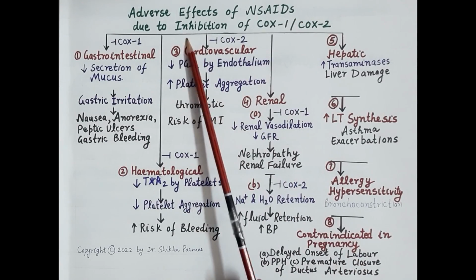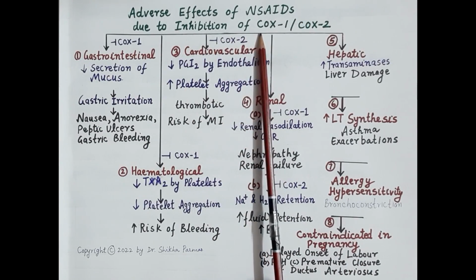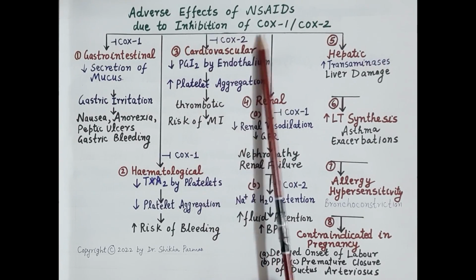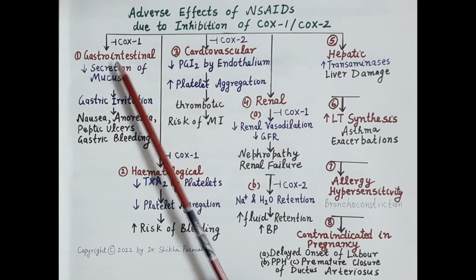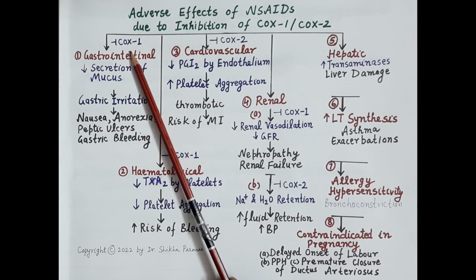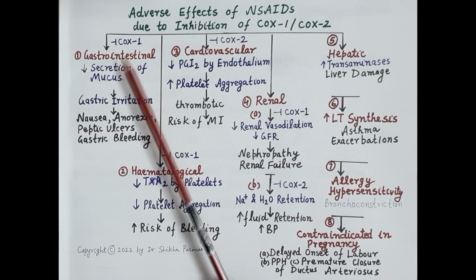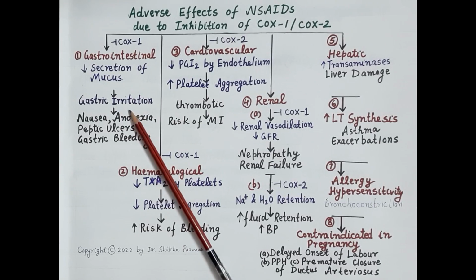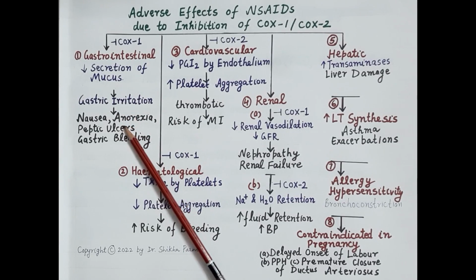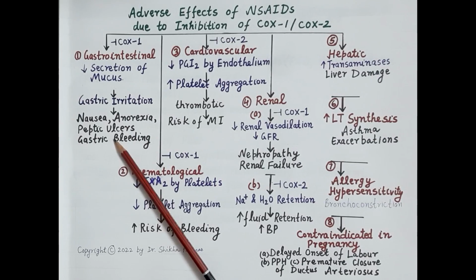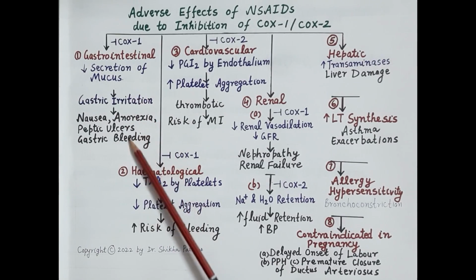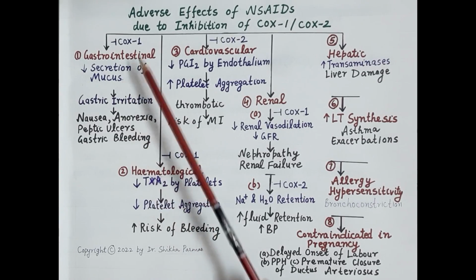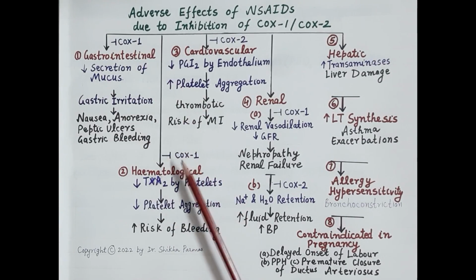Now, let's summarize the adverse effects of non-steroidal anti-inflammatory drugs that are caused due to the inhibition of COX-1 and COX-2. Now, inhibition of COX-1 reduces secretion of prostaglandin E2, that reduces secretion of gastric mucus. Now, fall in the secretion of gastric mucus causes gastric irritation, which further results in nausea, anorexia, peptic ulcer, and gastric bleeding. So, these are the gastrointestinal side effects of the NSAIDs due to the inhibition of COX-1.